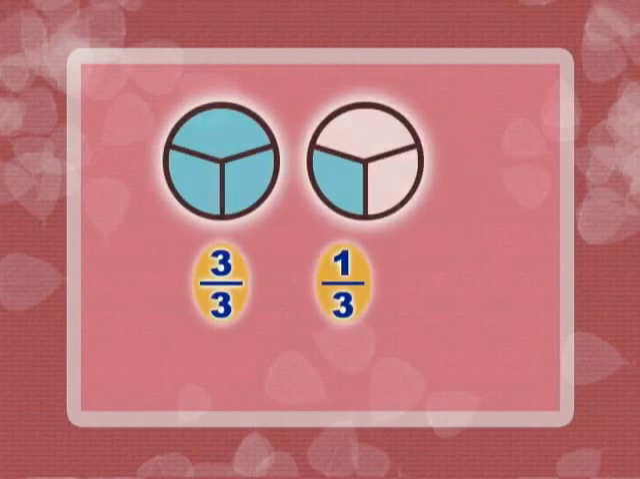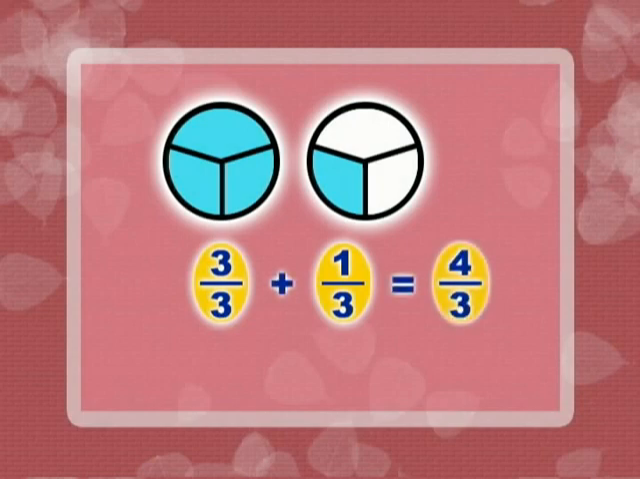Look at these 2 circles. Adding them up, we get 4/3. It shows that the numerator 4 is greater than the denominator 3. When the numerator is greater than the denominator, the fraction is classified as an improper fraction.